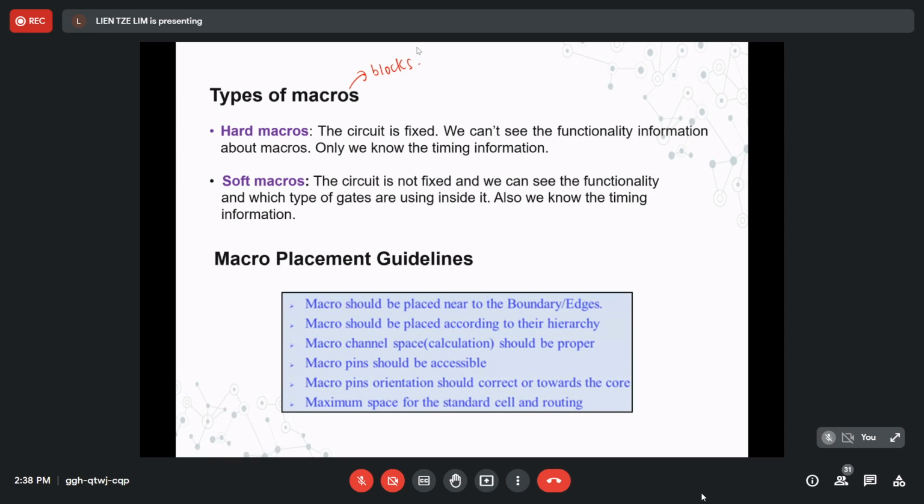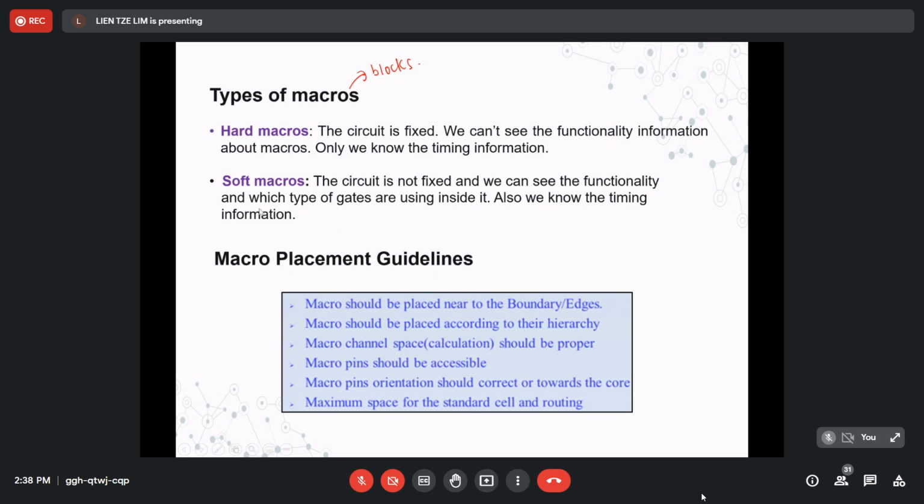Okay, hard macro means that in the circuit, we can see the functionality information about macros, only we know the timing information. The circuit is fixed. And for soft macros, the circuit is not fixed, and we can see the functionality and which type of gates are used inside it. Also, we know the timing information.